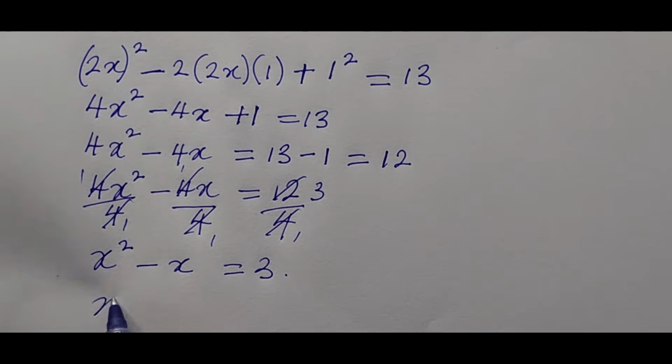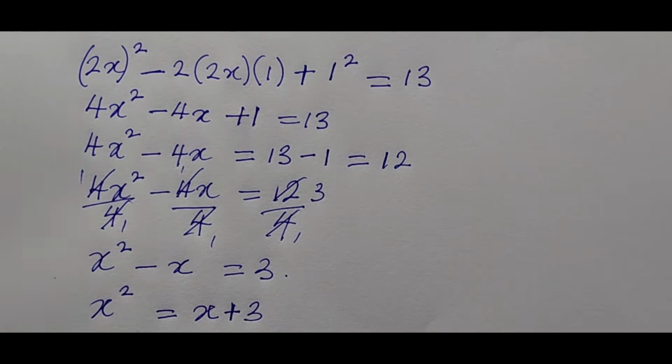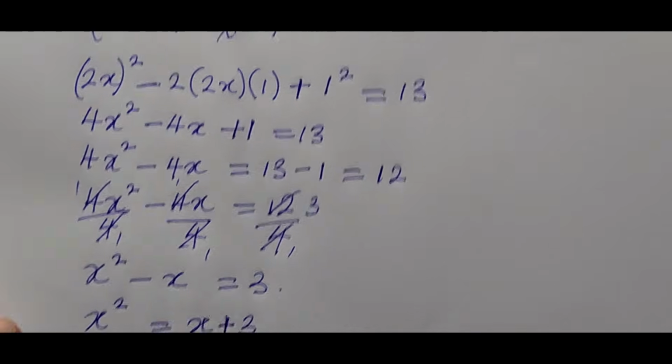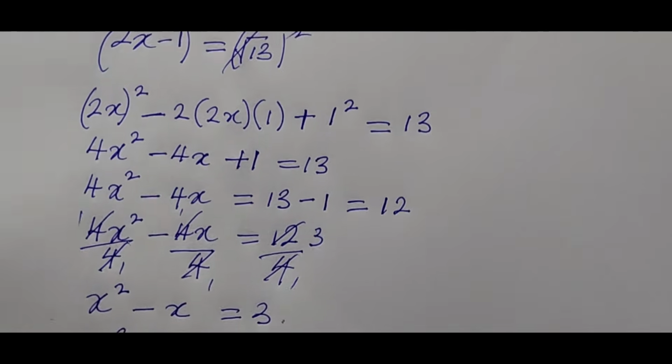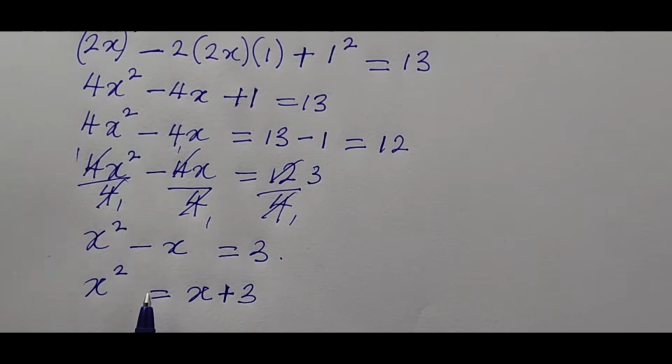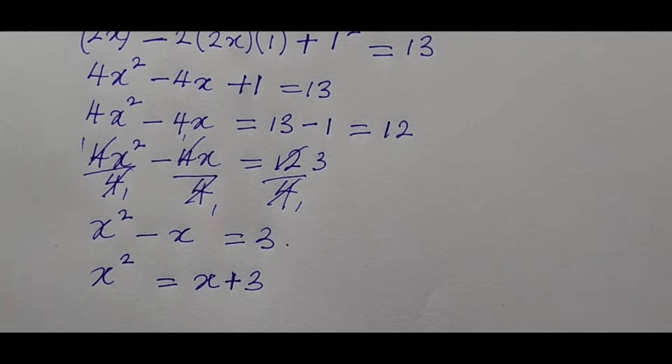So if we do that, we're going to have x to the power of 2 is equal to x plus 3. Okay, good. Now, this is what we're going to do here. Remember, we are trying to look for the value of x to the power of 4. So we try to increase this power, and so we're going to increase this gradually. How? Let's square both sides of this equation.